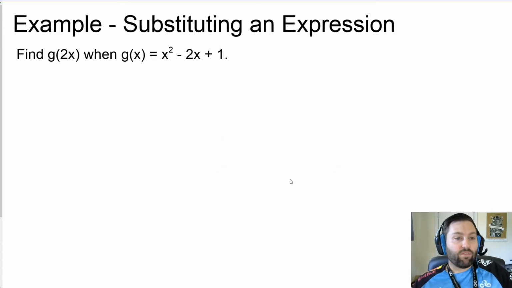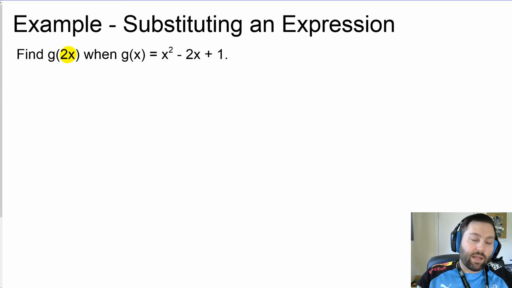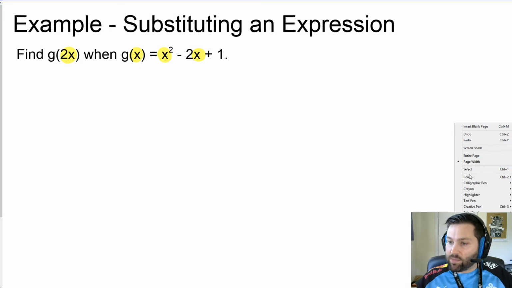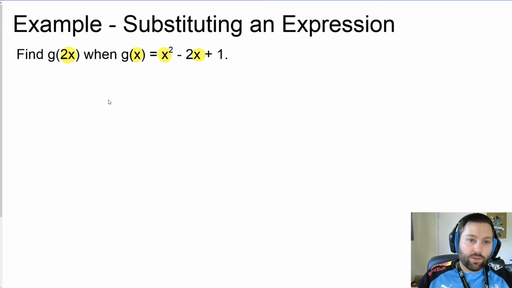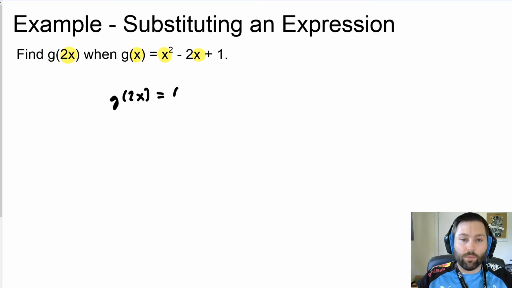Substituting an expression. Find g of 2x when g of x equals x to the second minus 2x plus 1. So essentially what they're telling me here is to take this 2x, substitute it here, here, and here. Okay, so that doesn't seem too difficult. So I get g of 2x equals, and now I'm going to use parentheses. I absolutely must use parentheses. 2x squared minus 2 times 2x plus 1.